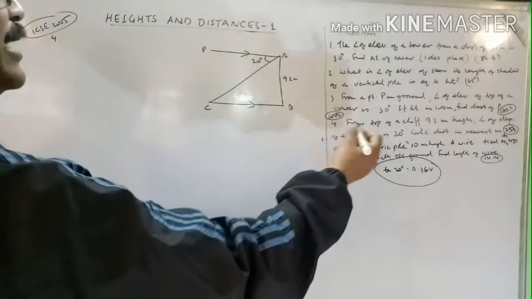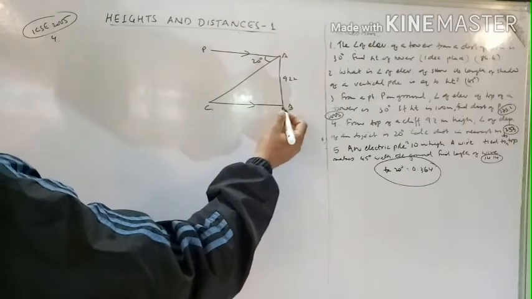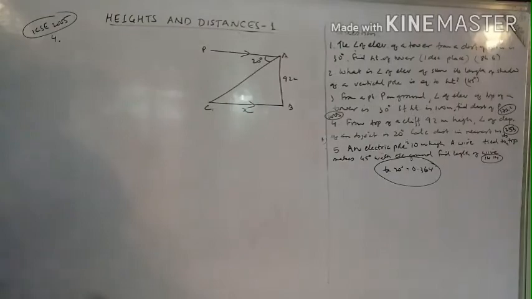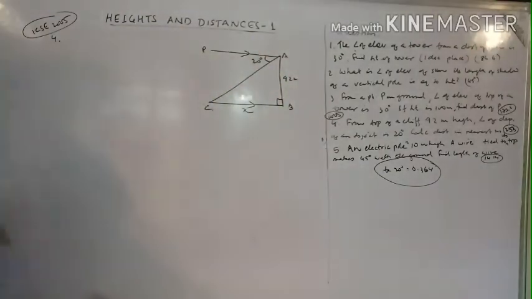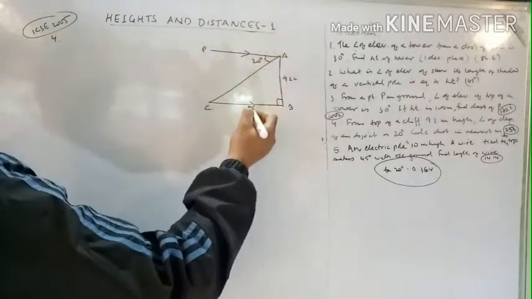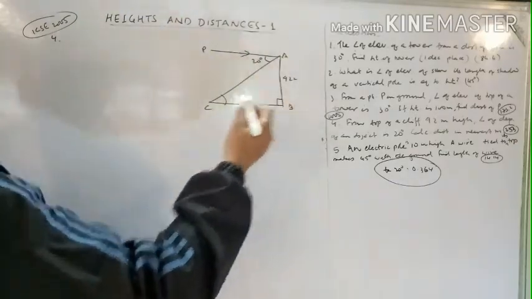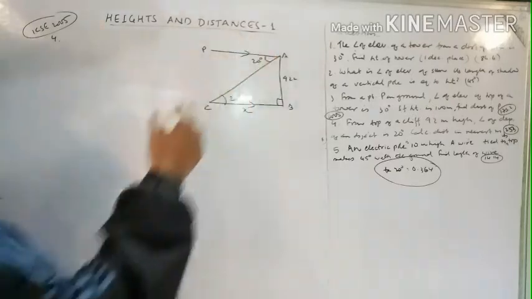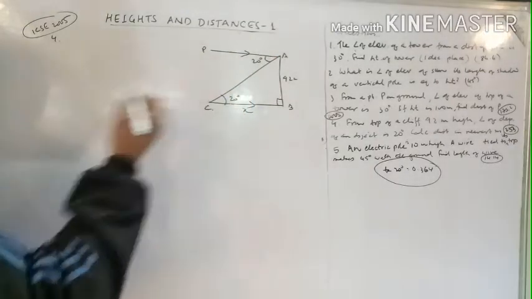The question says calculate the distance of C from the foot of the cliff B in nearest meter. So we suppose this to be x. But this angle is outside the right angle triangle, so we need it inside so that we can take the ratio. These two are alternate angles, since these lines are parallel, and alternate angles are equal when the lines are parallel. So this angle is also 20 degrees.